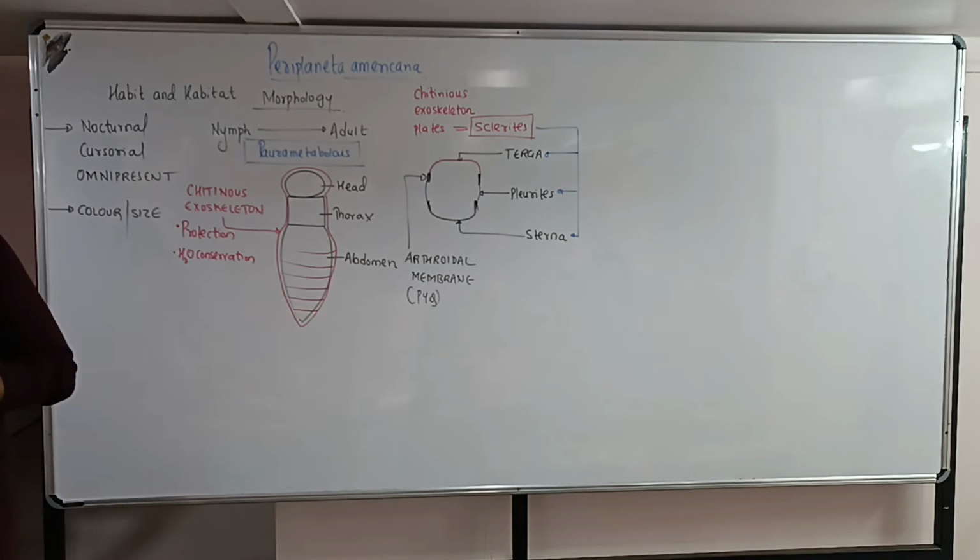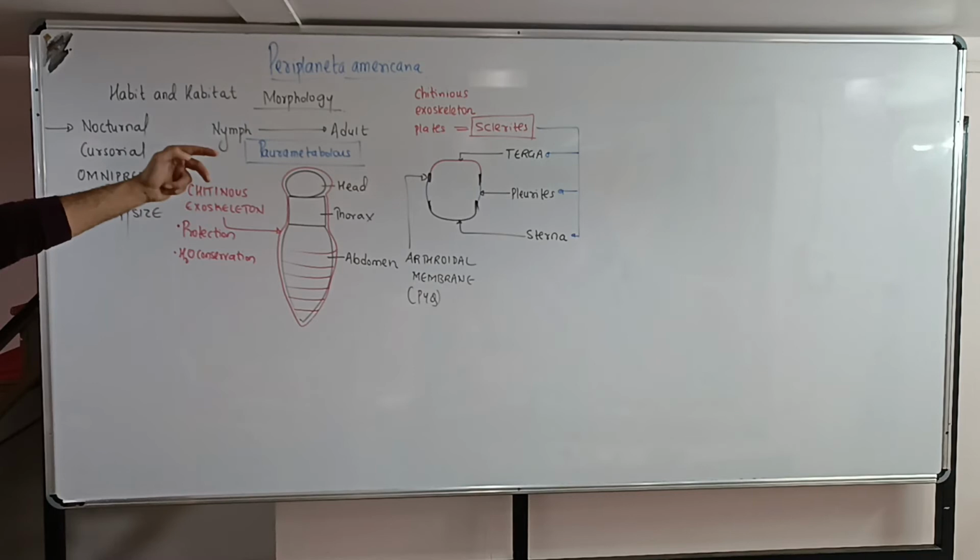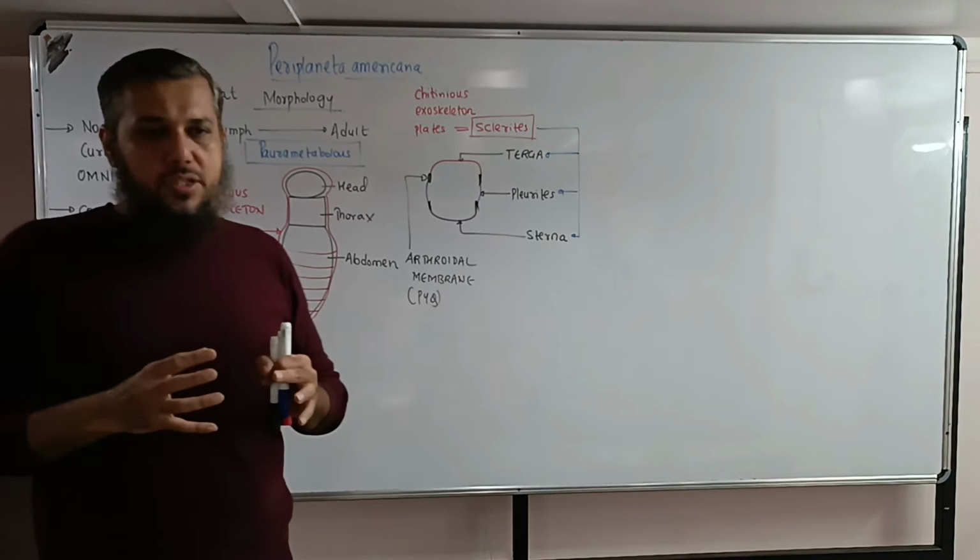Okay? As a result of which the body will get some flexibility. So terga, sterna and pleurites are joined together by a flexible membrane. And a flexible membrane is called as which membrane? Arthrodial membrane. Okay? Now, see, when a tough chitinous exoskeleton is there, which you don't have, which you have?